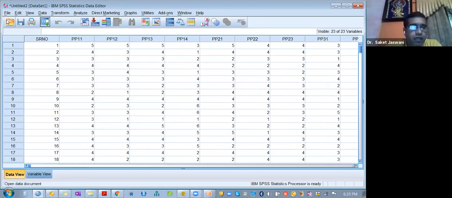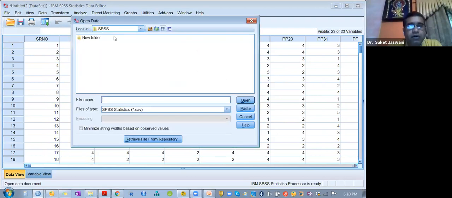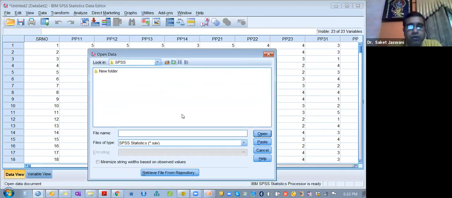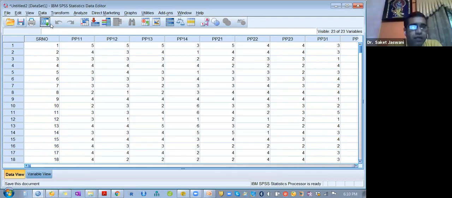There are various options on the upper side. You can see file, edit, view, data, transform, all with different functions. You can see various icons also. The first icon is a folder. Here also you can upload the data. If you click this folder icon, the same window will open and you can upload the data. There is a save option, this floppy-type icon. You can save, you can print, you can use recently used dialogs. There are various other options.